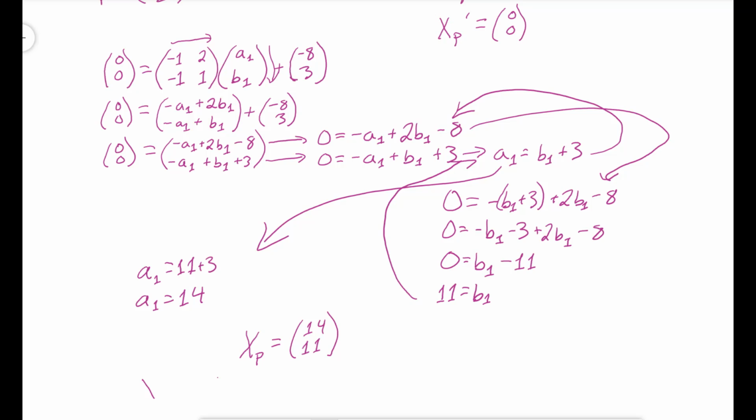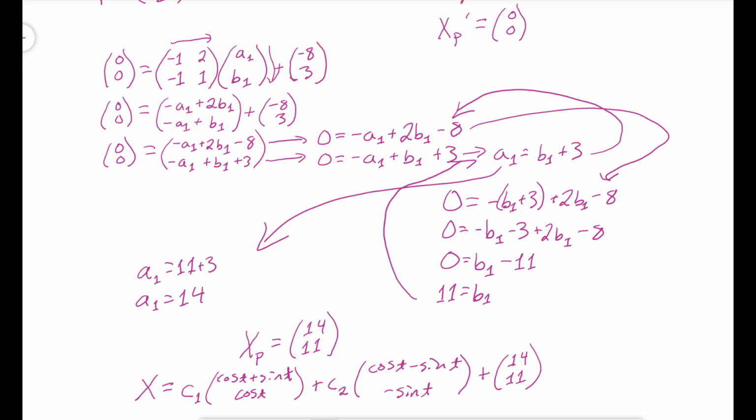Now remember, our total solution looks like x equals xc, which we've kind of tabled, but it was c1 times the vector with cosine t plus sine t and second entry cosine t, plus c2 times the vector with cosine t minus sine t and minus sine t as the second entry, and then plus xp, which we found now, so that is plus 14, 11. And that's our general solution to our non-homogeneous differential equation.